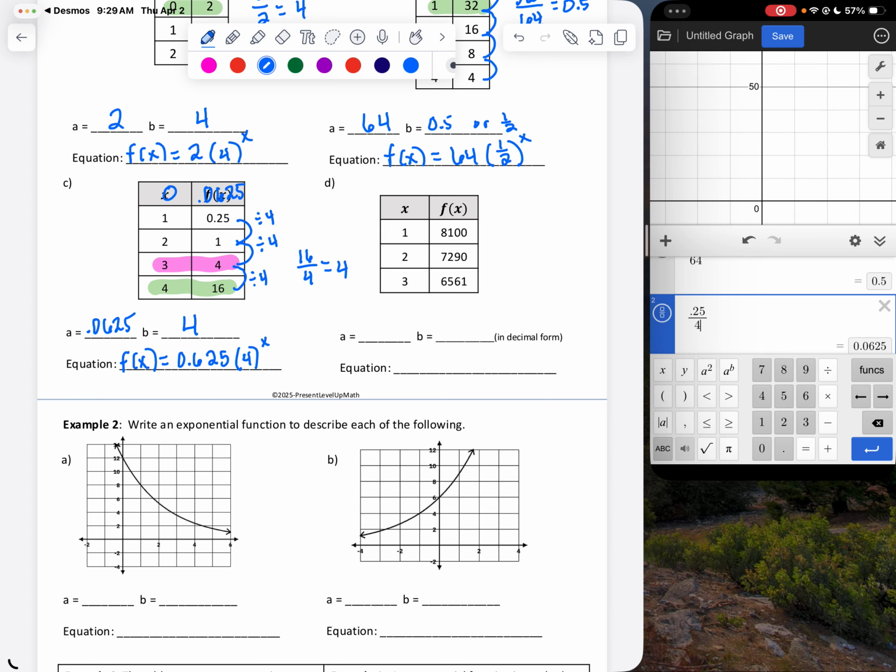All right, next problem. First thing we need to do is find our initial value. So we need to figure out what is the pattern here. So we have 65, 61 divided by 72, 90. So they're dividing by 0.9. 7290 divided by 8100. Whoops.